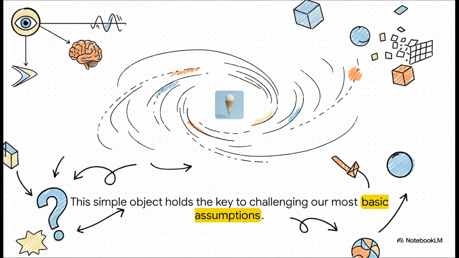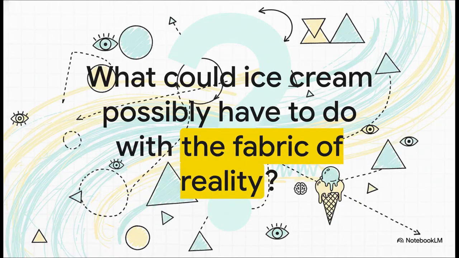Nothing special. But what if this simple object actually holds the key to challenging our most basic assumptions about how we perceive space and time? That's the fascinating idea we're going to unpack today. That really is the big question, isn't it? And the answer takes us on a pretty wild journey, not into outer space, but into the geometry of our own perception. It's a trip that's going to force us to totally rethink the simple act of seeing.